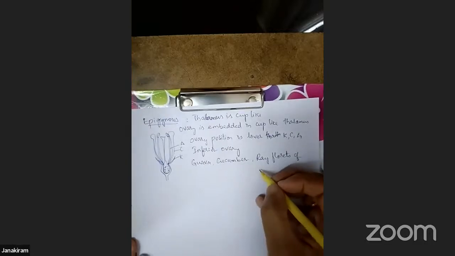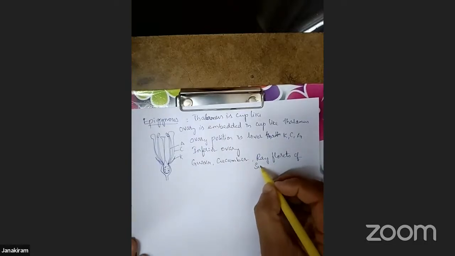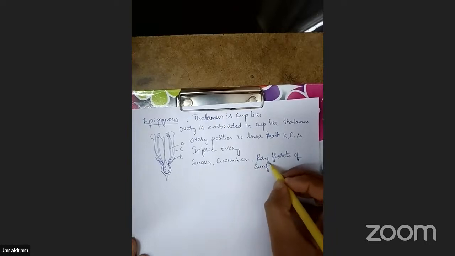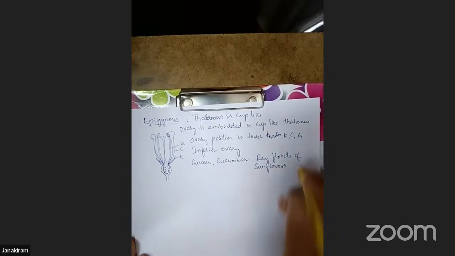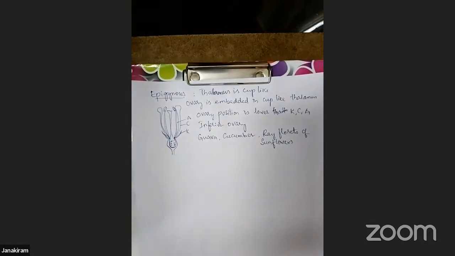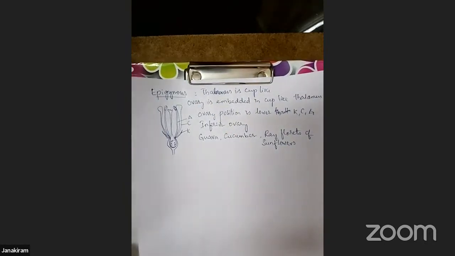So already we had discussed this example, ray florets, in head inflorescence. So here, depending upon the position of the floral organs with that of the ovary, there are three types of flowers present. Those are hypogynous, perigynous, and epigynous flowers. Other characteristic features related to the flowers, let us discuss in the next class.